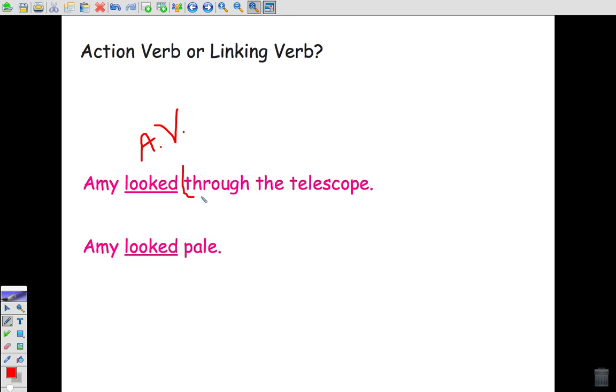Then all of you should be able to tell me what this is. Anyone know? Yes, that's right. It's a prepositional phrase. How about this sentence? Amy looked pale. What's the subject of the sentence? It's Amy. What did she do? She wasn't looking through something. She appeared or is or was pale. Pale is an adjective. You can move it over here and say pale Amy. So looked sometimes is an action verb, sometimes it's a linking verb.